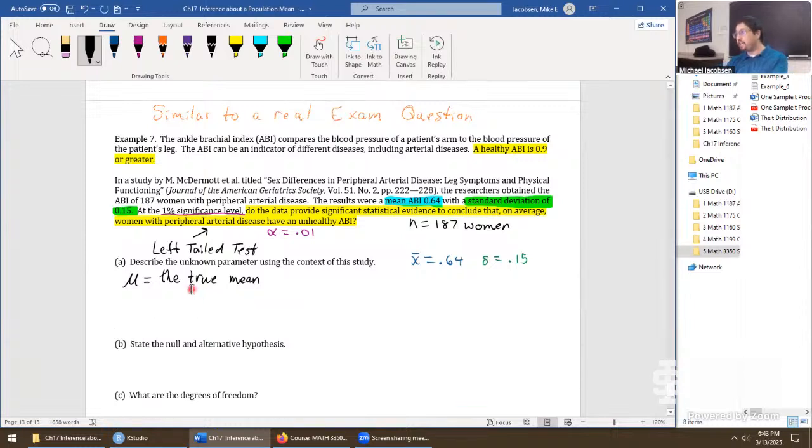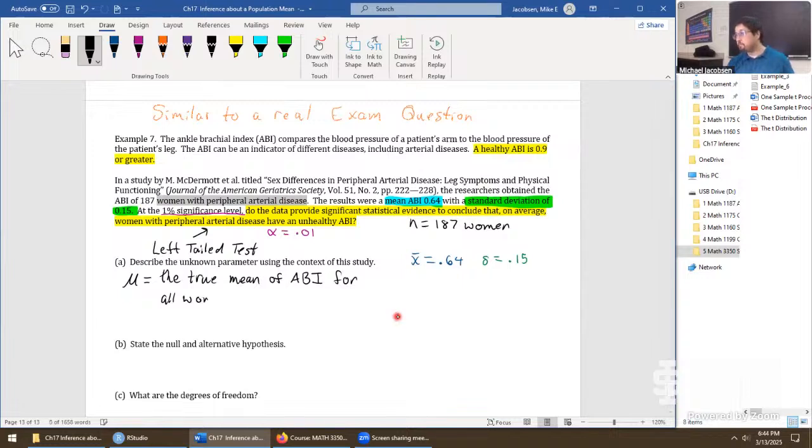Mu is going to be the true mean of, what's the numerical quantity? We go to the unit, which was ABI. We'll say true mean of ABI for all. When I say for all, now we're talking about the population, the all there being the big buzzword. What's the population? It's not the 187 people with peripheral arterial disease. It's all women with peripheral arterial disease. So that's going to be our population of interest here.